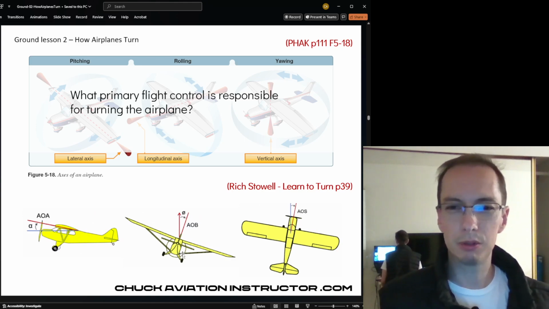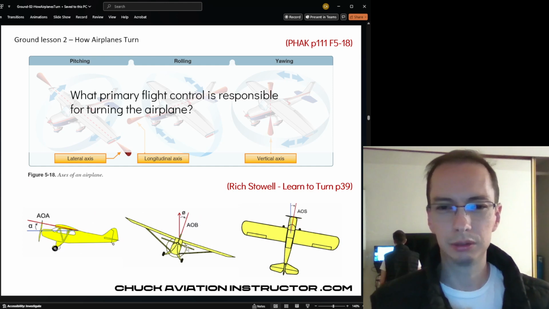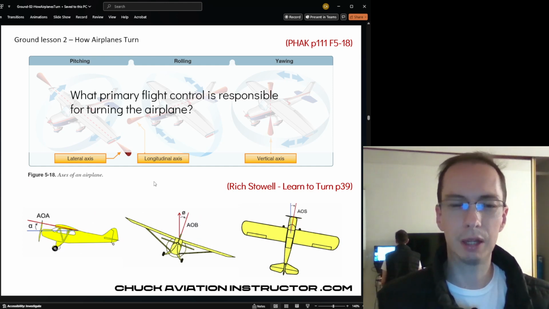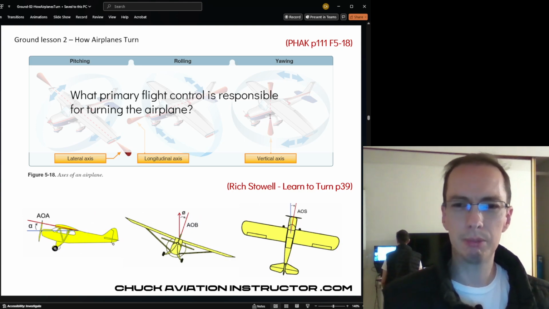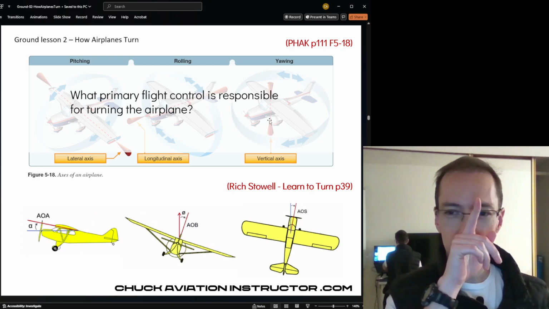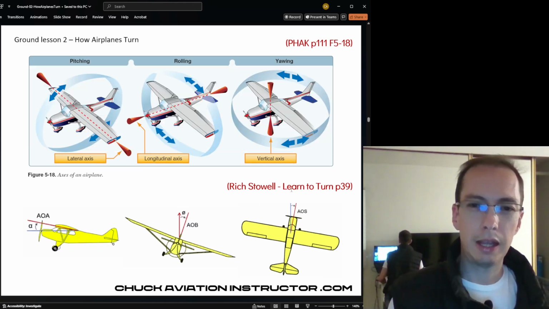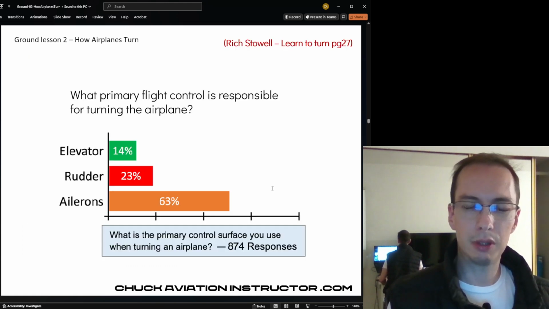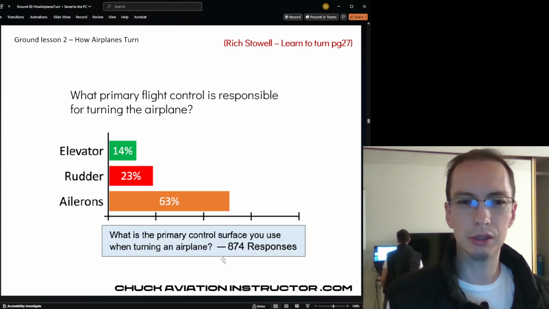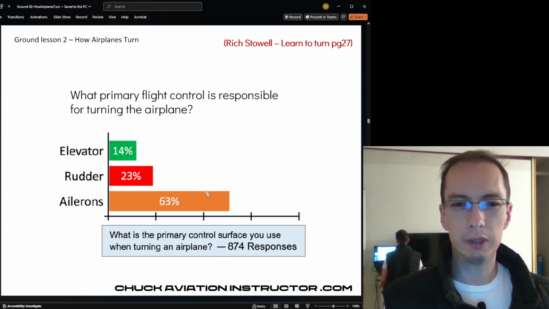The rudder controls the angle of slip, which I didn't say about the ailerons. They control the angle of bank. The rudders control the angle of slip. They turn your nose from ear to ear. And this survey took place, and after 874 responses, the majority voted for the ailerons.